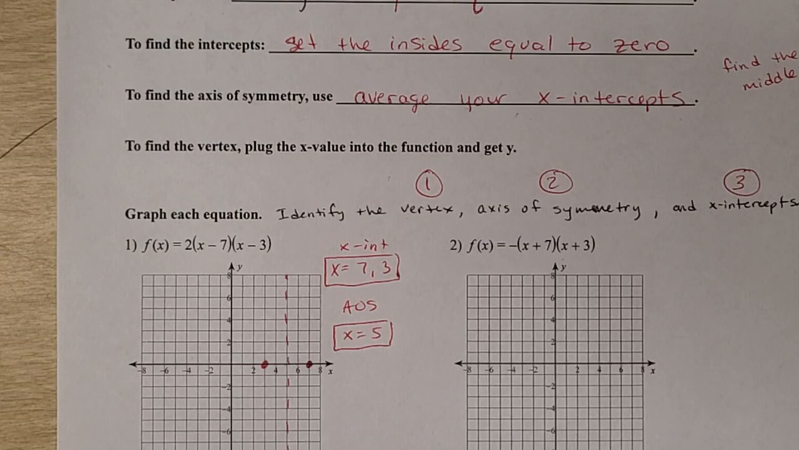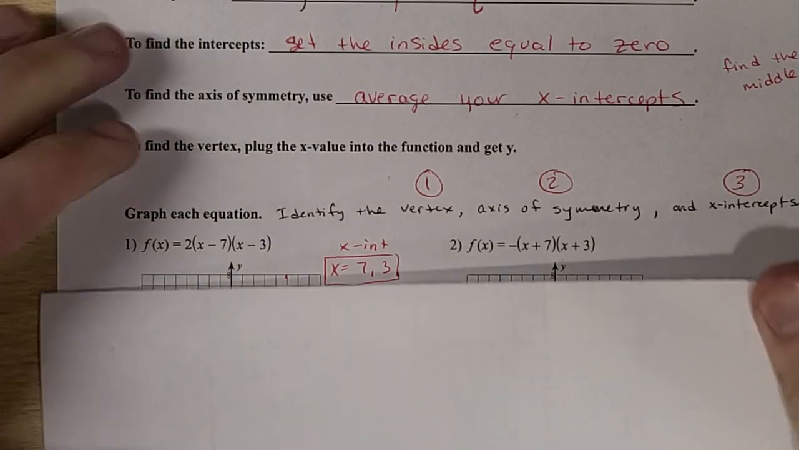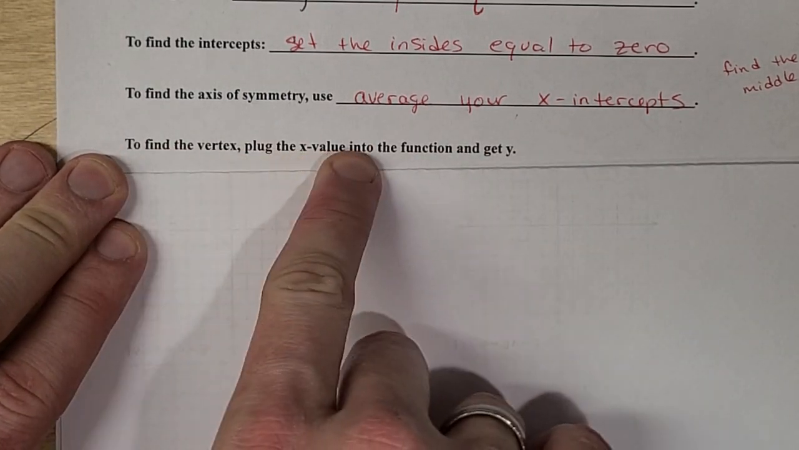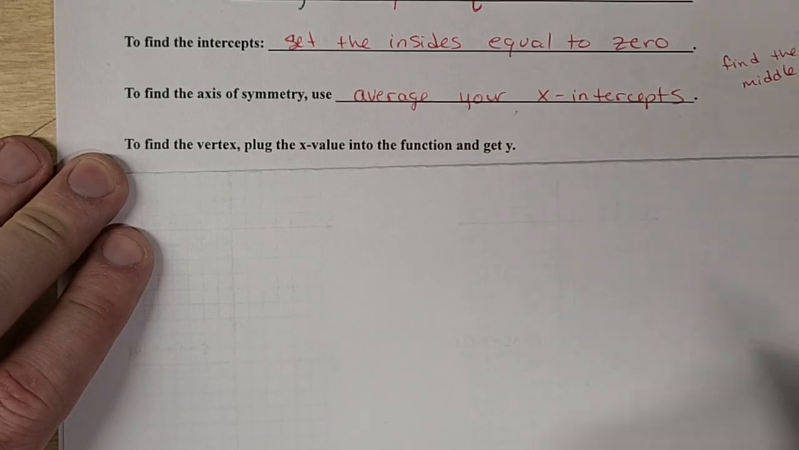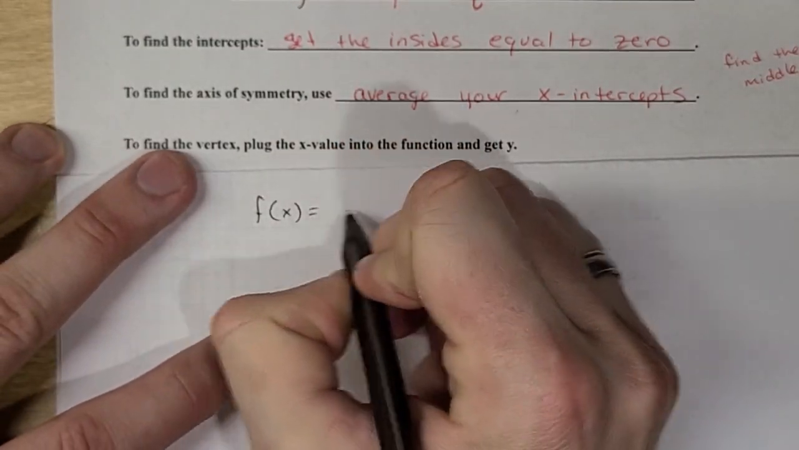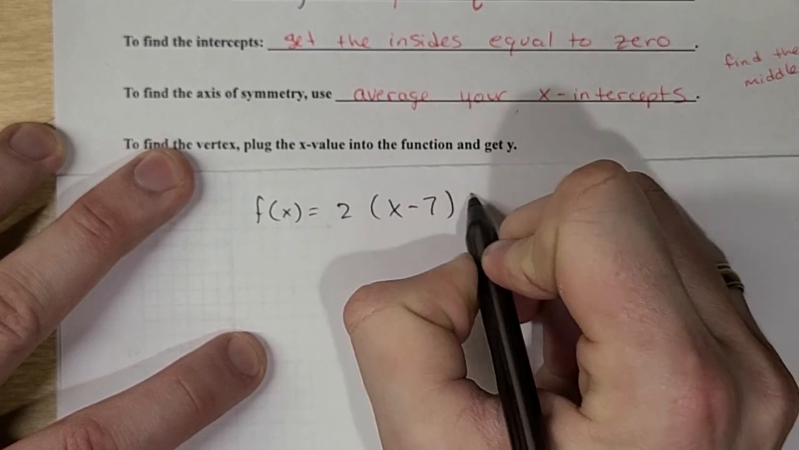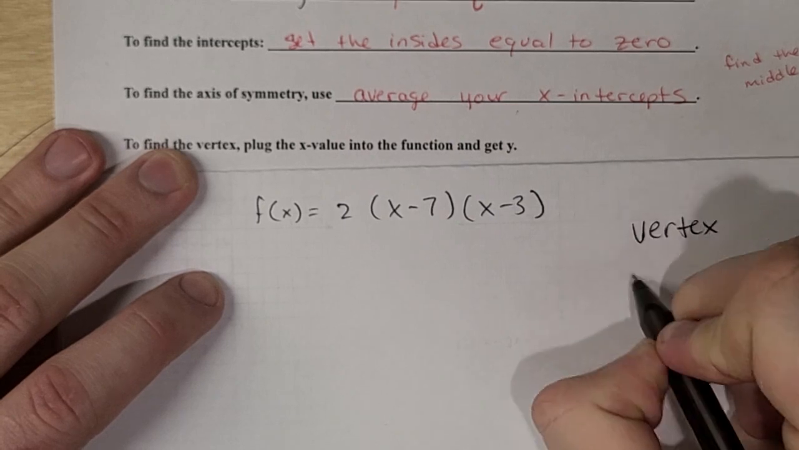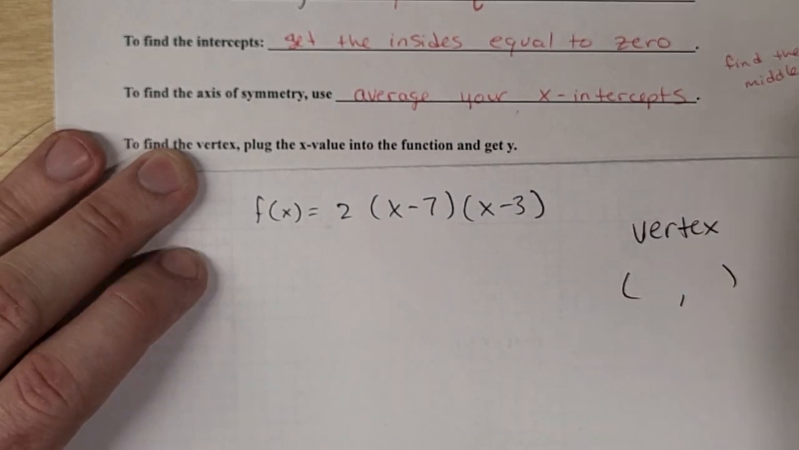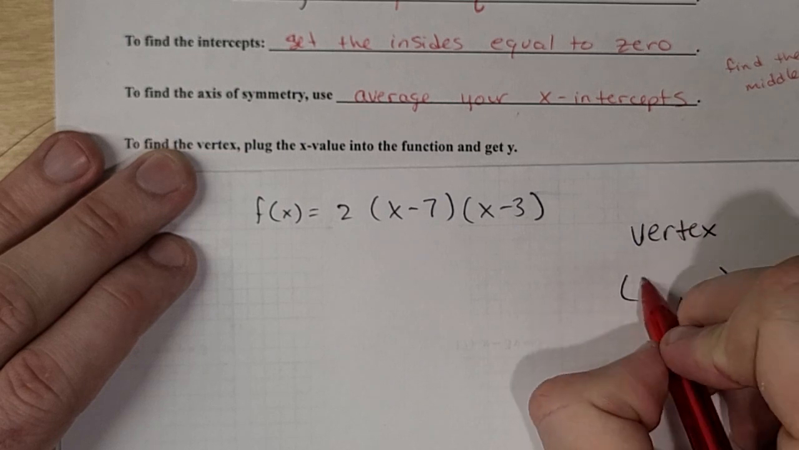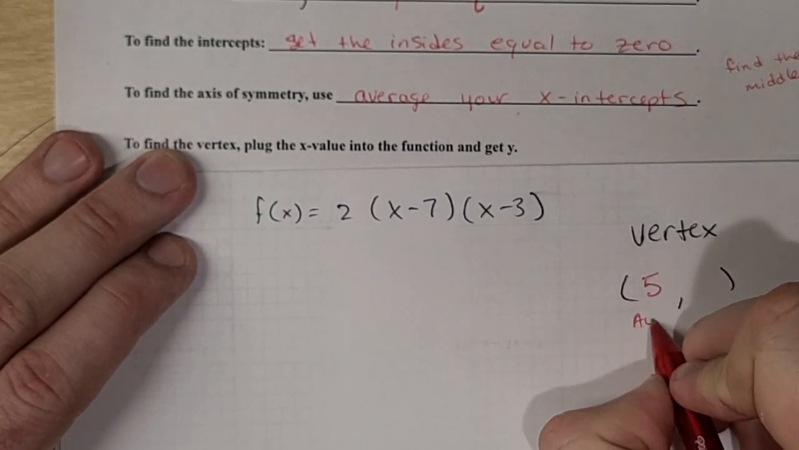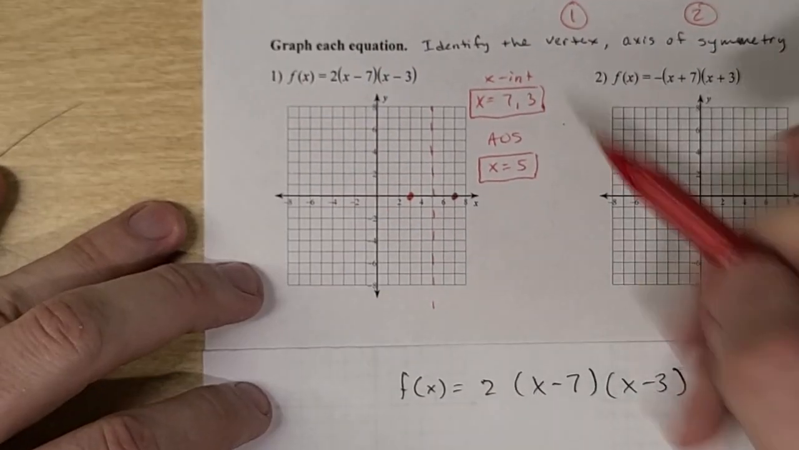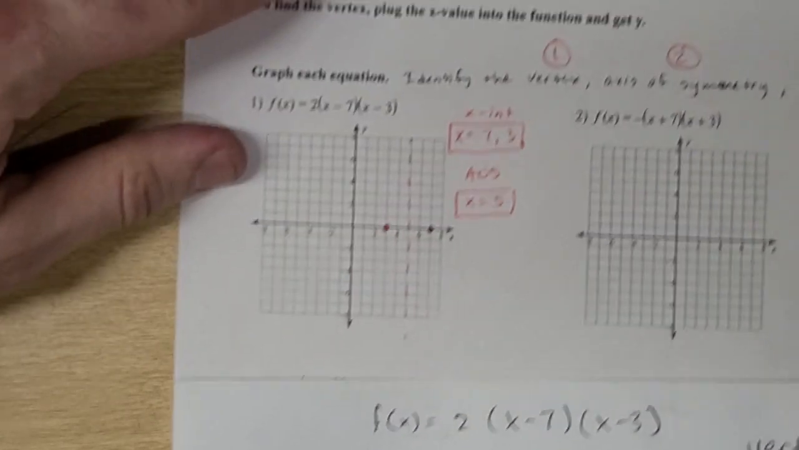The very last thing that we need to do here is we need to find our vertex. And I already told you how to do that there. To find the vertex, plug in the x value into the function and get y. So f of x equals 2 times x minus 7 times x minus 3. Now if we want our vertex, we actually already have the x value. The x value of the vertex, don't forget, is the axis of symmetry. Because that runs exactly down the middle. I know my vertex is going to be somewhere on this line of x equals 5.